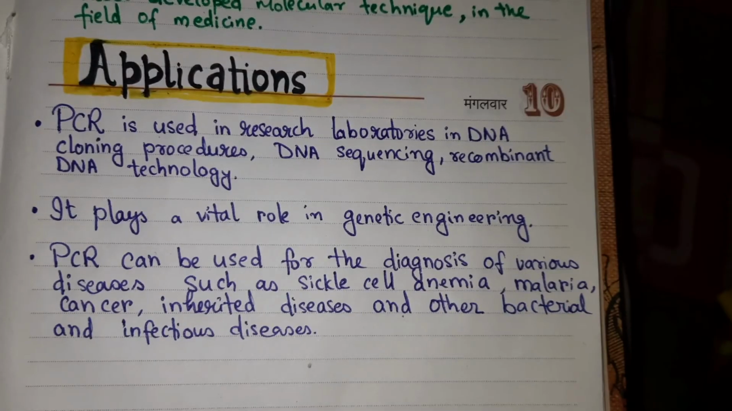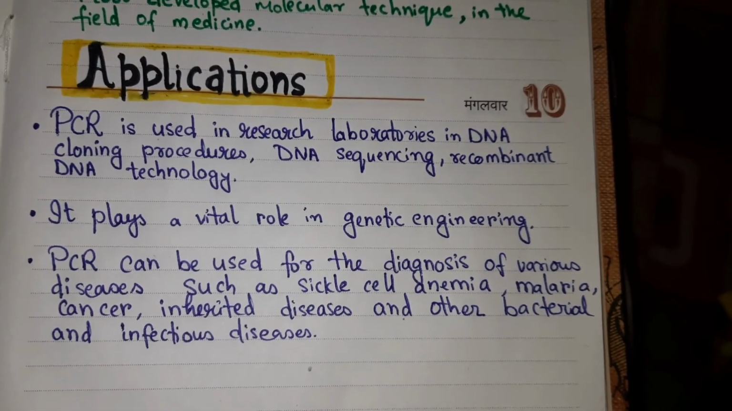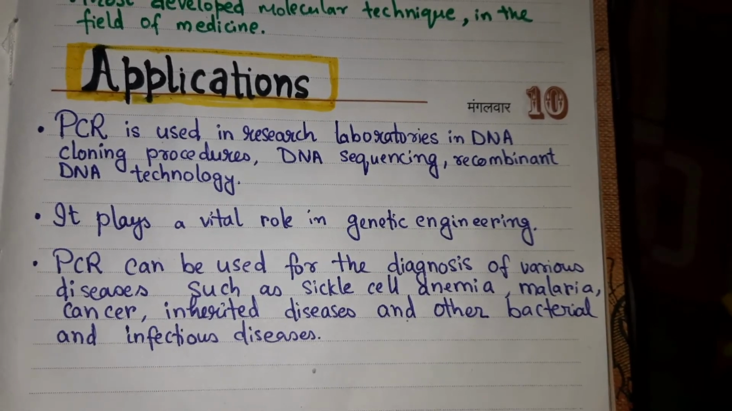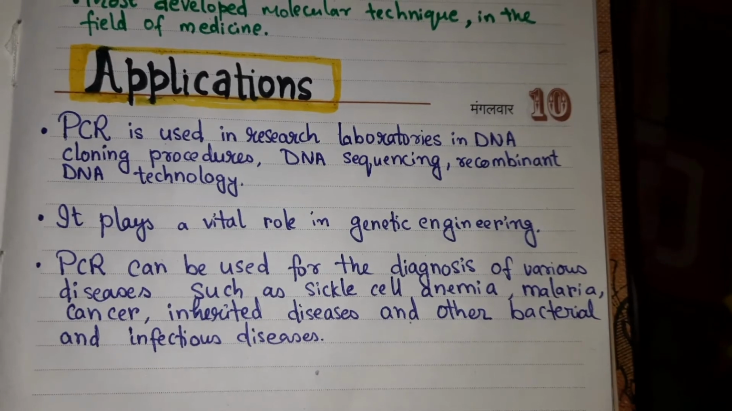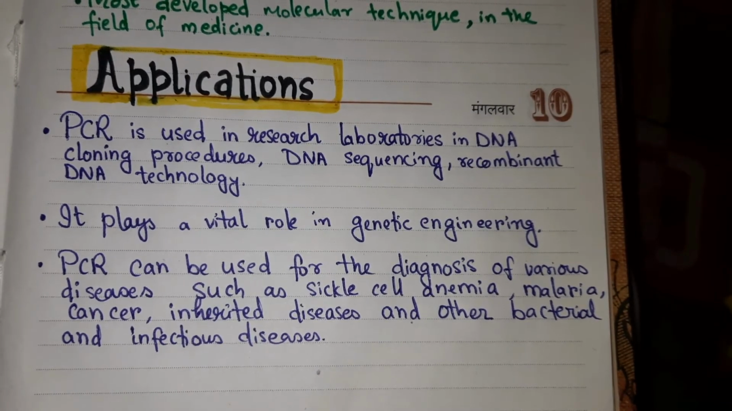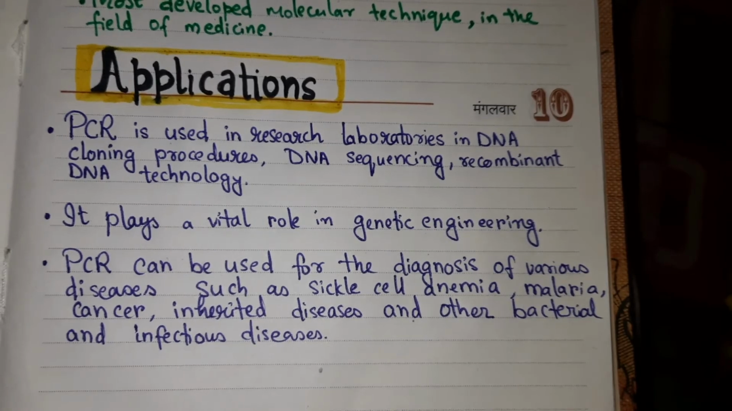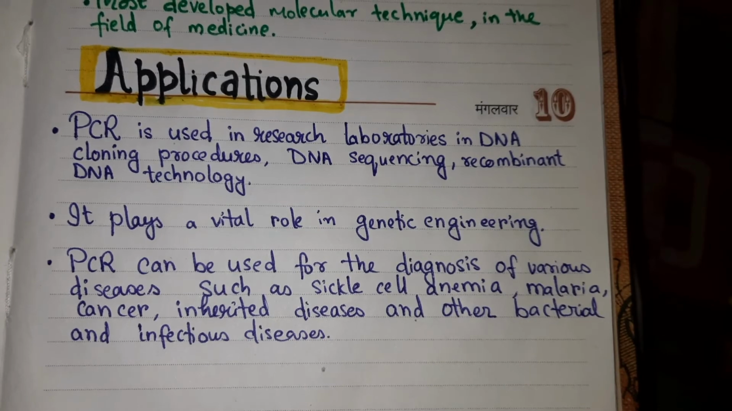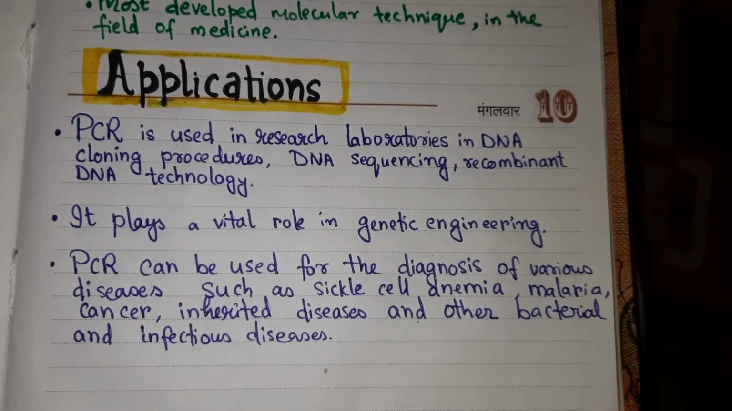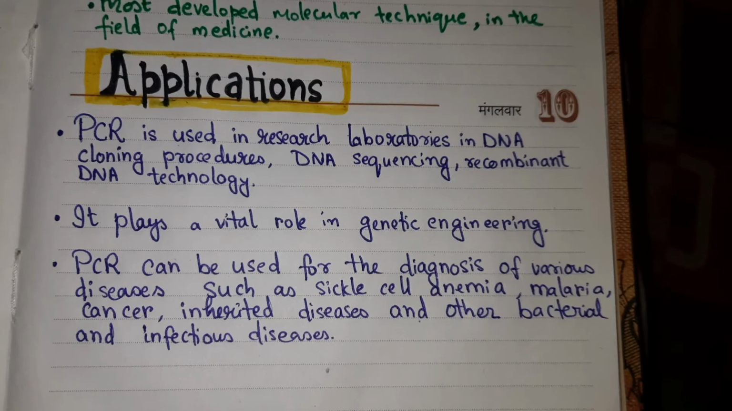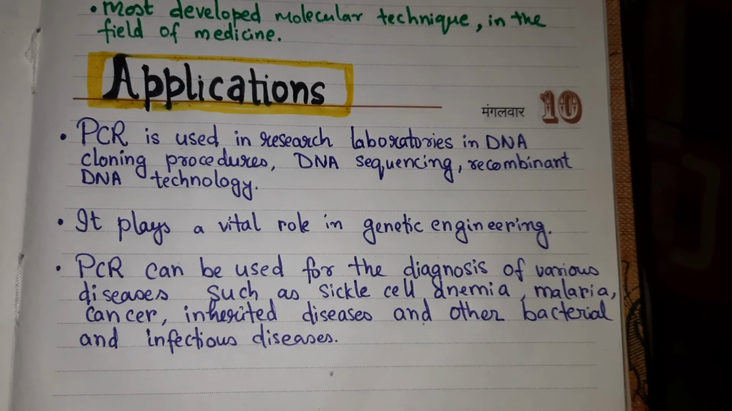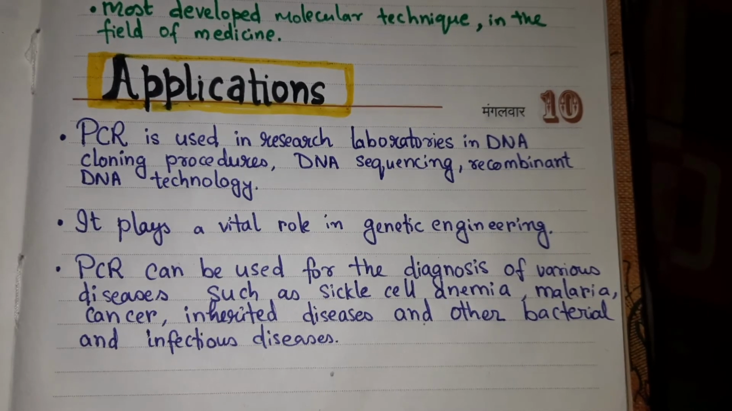Okay, coming to its applications, PCR is used in research labs, as I've told you before. Now for DNA cloning. Cloning means producing copies. So DNA sequencing, recombinant DNA technology, these are all processes where in the lab this technique is used. It plays a vital role in genetic engineering, and PCR can be used for the diagnosis of various diseases such as sickle cell anemia, malaria, cancer, inherited diseases and other bacterial and infectious diseases.